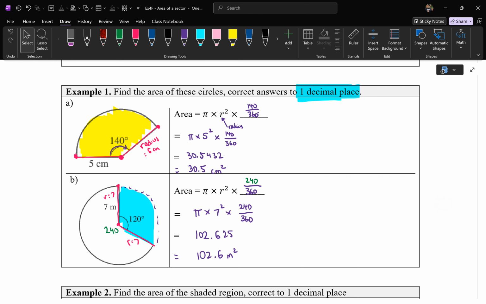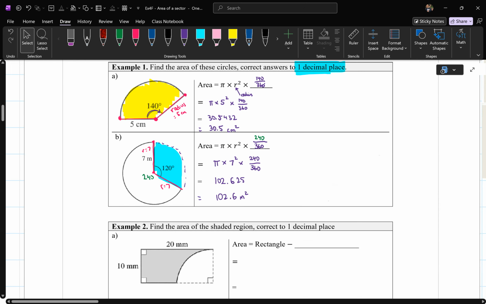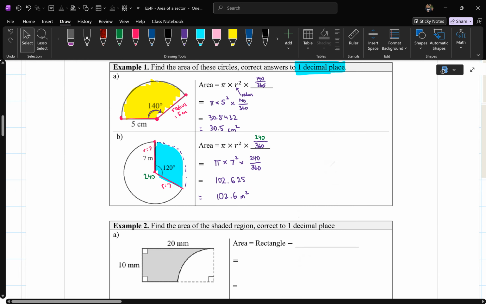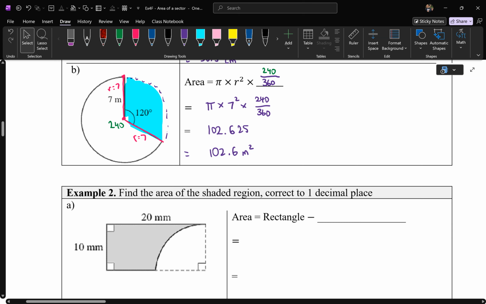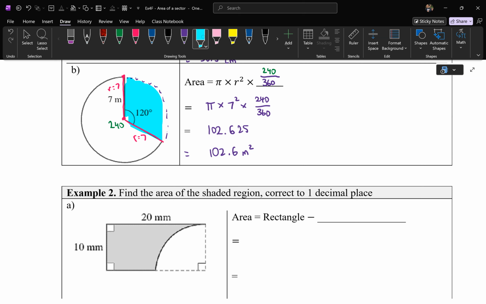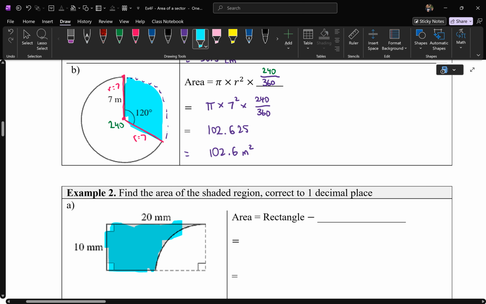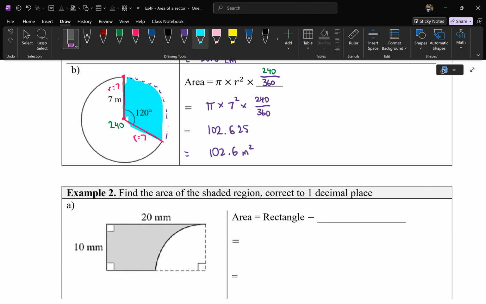Let's try a problem solving. Example 2. Let's have a look at example 2. Now I've got this shape. I only want this area, the one I'm coloring in blue. That's the region I want. It's not a typical shape, but what we can see is we can see a rectangle and we can also see a quarter of a circle here.